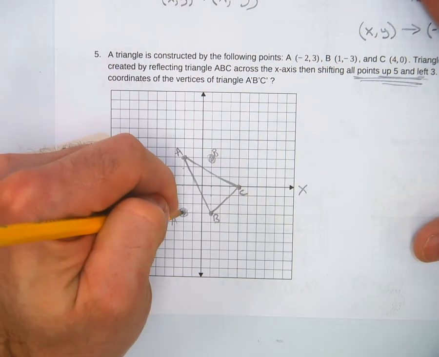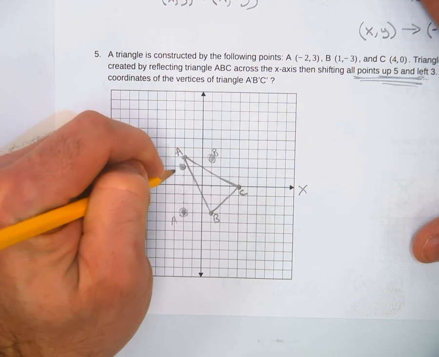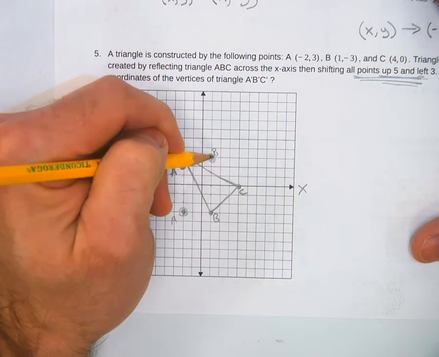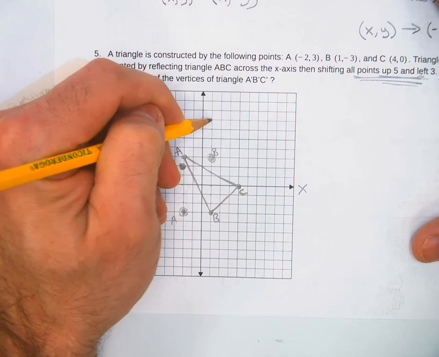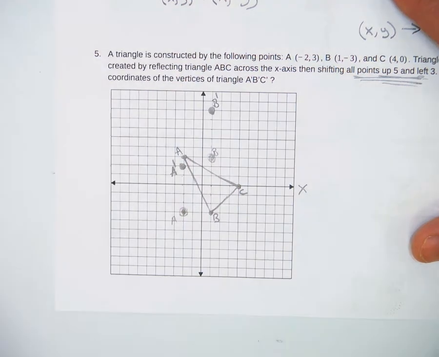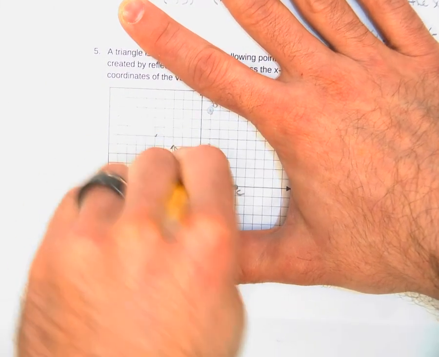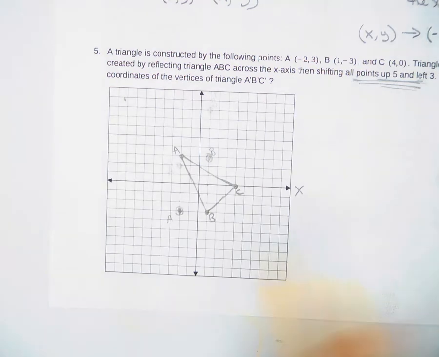So from here, I go up 1, 2, 3, 4, 5. Ooh, almost back to my starting point. And that is where A prime will be. From here, I go up 1, 2, 3, 4, 5. And that is the final resting place of point B. And from, oh, no, it's not. I've got to move left. Mucho lo siento. Up 5 and left 3.